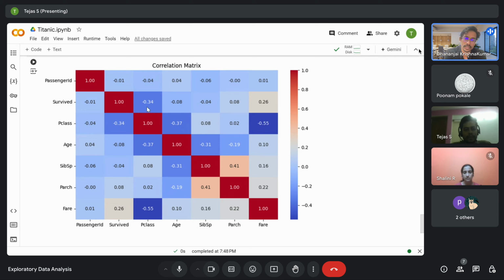So if it's zero, we can use it, and if it's high either way, then the correlation is there, and we might not be able to use that for predictive modeling. Yeah, that is true. Actually, in here itself, I think there's an example: fare and passenger class. It is negatively correlated, right?